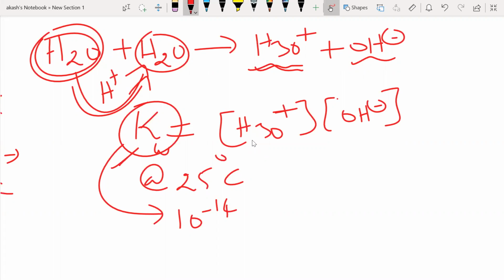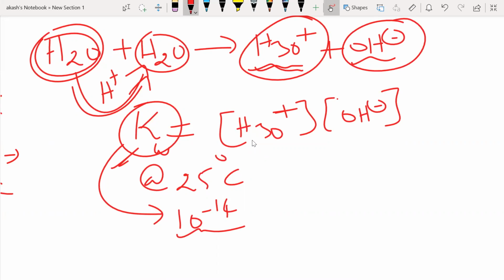Now if that's the case, if its value is 10 to the power minus 14, what I see from stoichiometry is that H3O plus concentration and the OH minus concentration should be same because it is a 1:1 ratio, correct? So can I say if this KW value is 10 to the power minus 14, this H3O plus concentration would have been 10 to the power minus 7 and the OH minus concentration would have been 10 to the power minus 7, right?